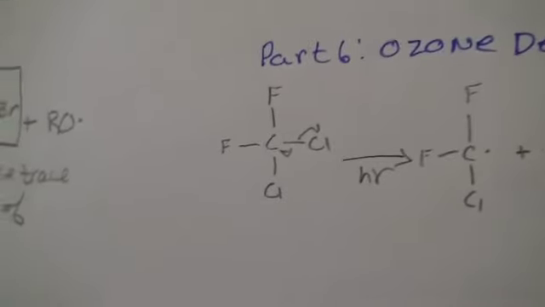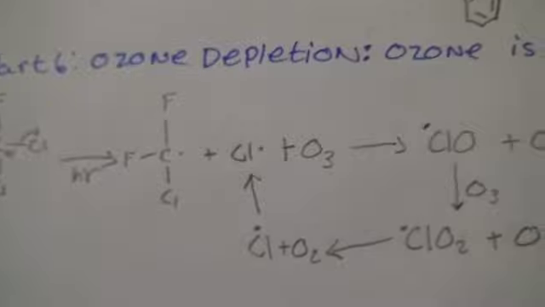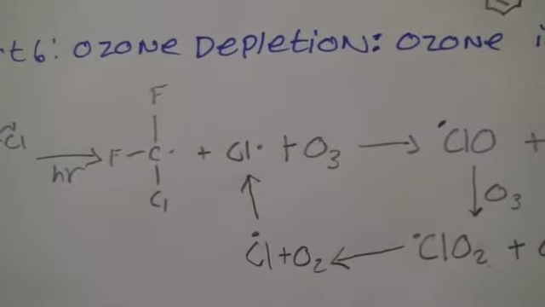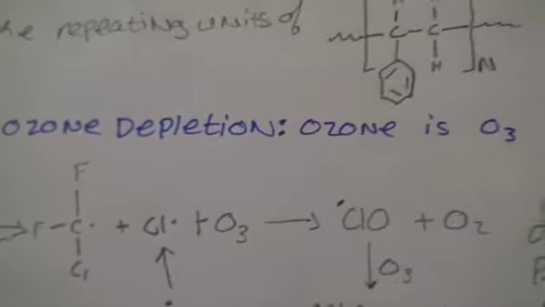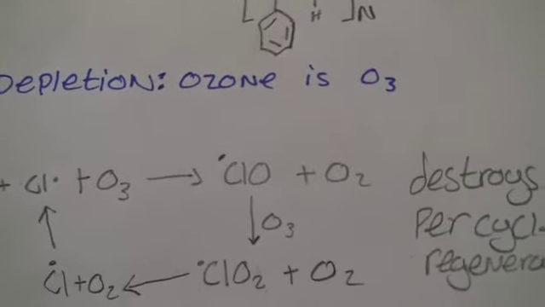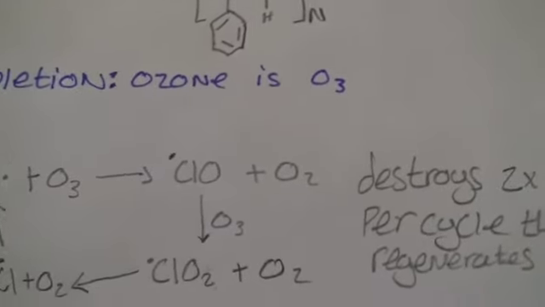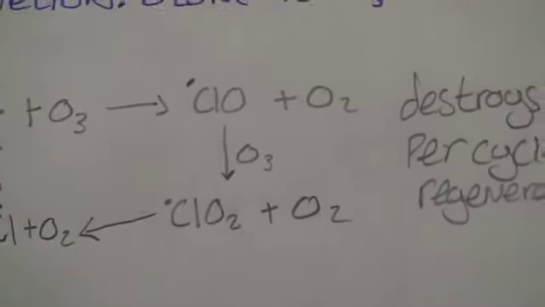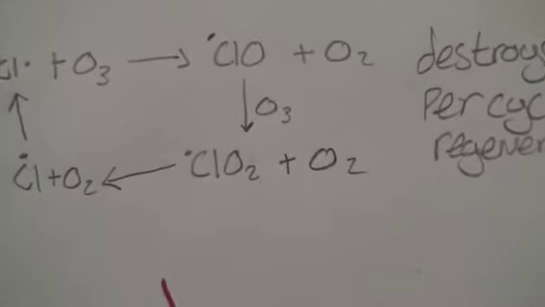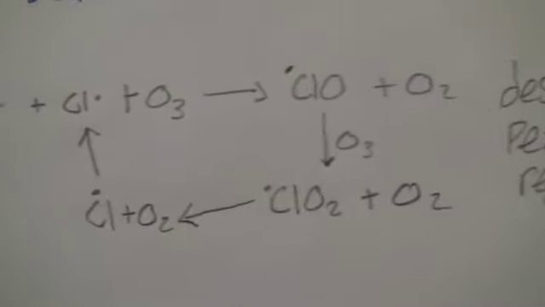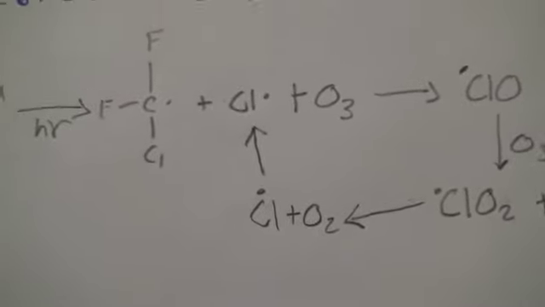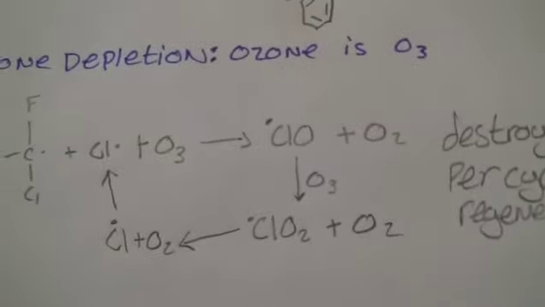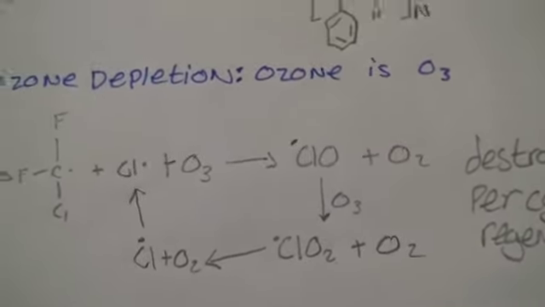So that puppy is lighter than air, floats up into the upper atmosphere, gets hit with the UV radiation, gives you a chlorine radical. Chlorine radical reacts with the ozone to give you ClO dot and O2, thus destroying your first ozone. The ClO dot destroys another ozone to give you ClO2 dot and O2. That ClO2 dot just degrades back into Cl dot and O2, and that Cl goes right back into the cycle. So it's pretty bad for your ozone.